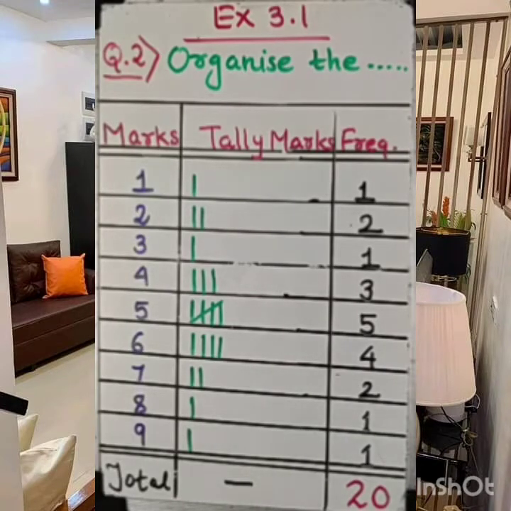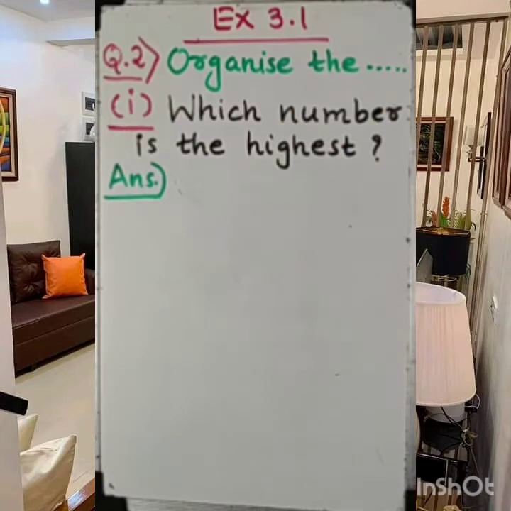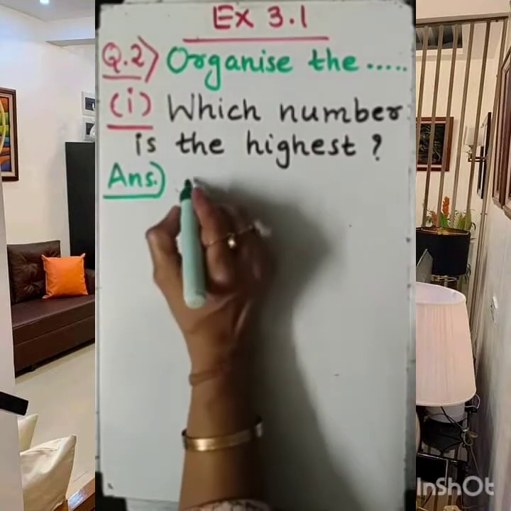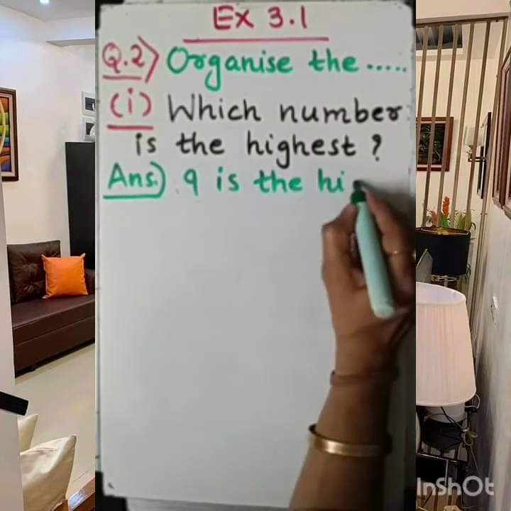Now after representing this in a tabular form, we have a few questions just below it. Let's see them one by one. The first one is here on the screen. First question we are given: which number is the highest? So my dear student, if we observe all the given data, then we can say the highest number among all this is 9. So 9 is the highest number. Clear?